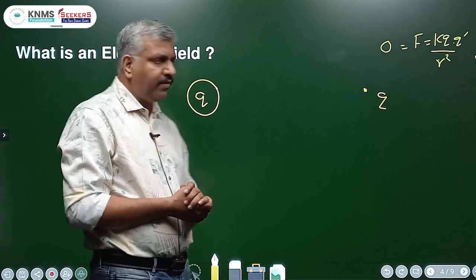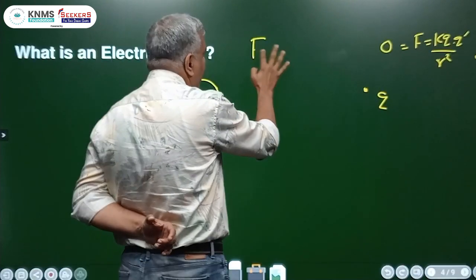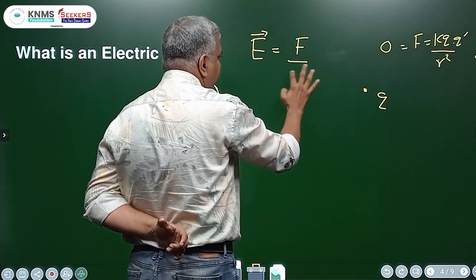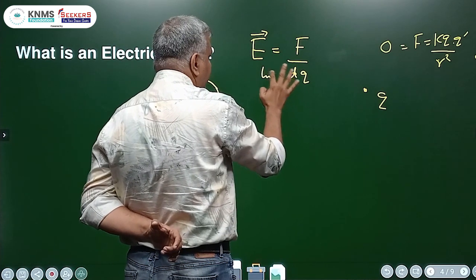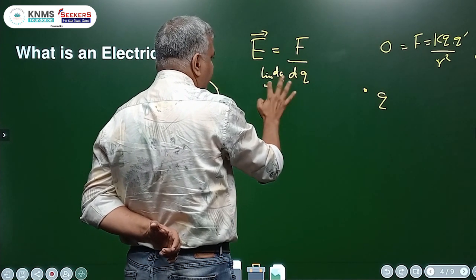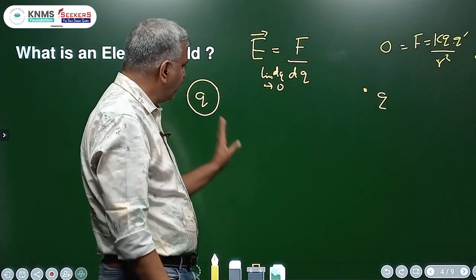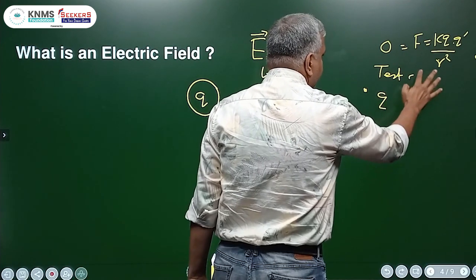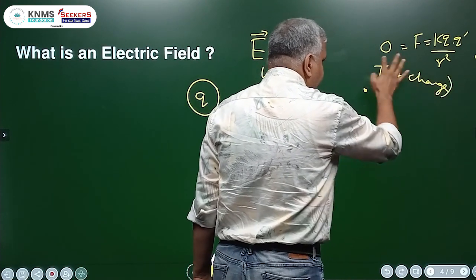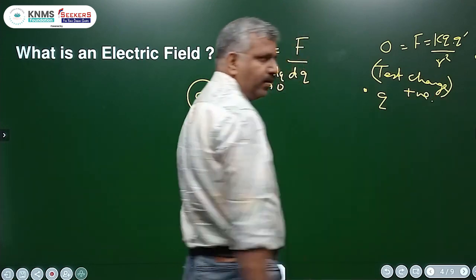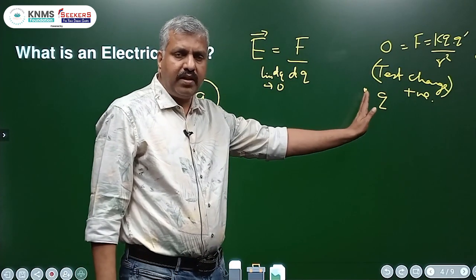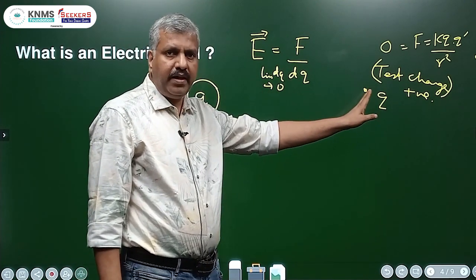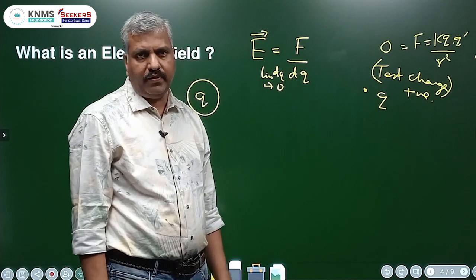Now the strength of an electric field is defined as, let us call it E, E vector is equal to F divided by dq, limit dq tending to 0. That means if you bring a second charge which is called a test charge, and this test charge is necessarily positive, a unit charge close to the first one, the net force experienced by it is what is known as the strength of the electric field.